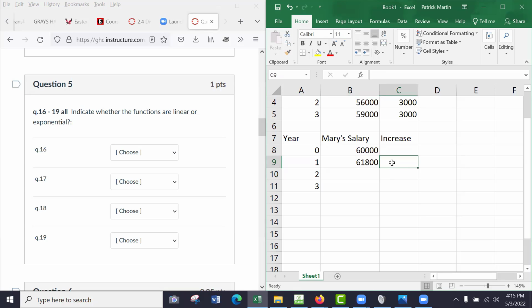So what was the increase amount? It's this minus this, right? So 1,800. It went up by 1,800. What would Mary's salary be the second year though?